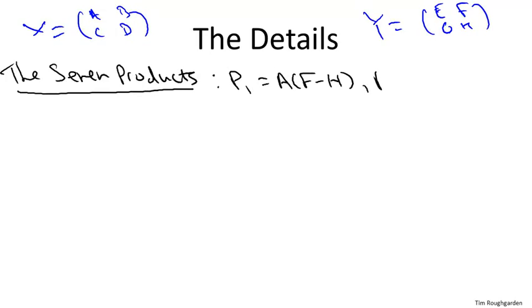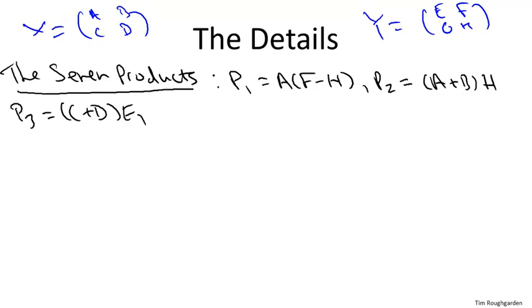P1 is A times quantity F minus H. P2 is quantity A plus B times H. P3 is C plus D times E.